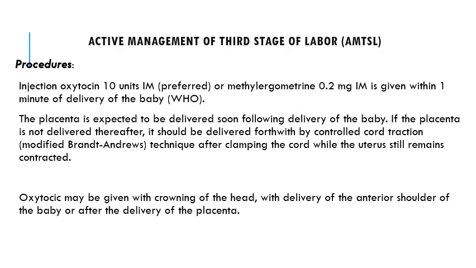Procedure is to inject oxytocin 10 units intramuscularly or methylergometrine 0.2 mg intramuscularly within 1 minute of delivery of the baby. The placenta is expected to be delivered soon after delivery of the baby, and if it is not delivered, it should be delivered forthwith by controlled cord traction, that is modified Brandt-Andrews technique, after cord clamping while the uterus remains contracted.